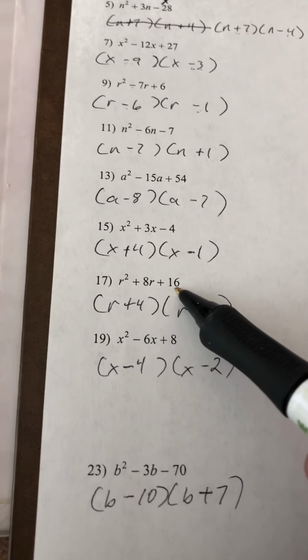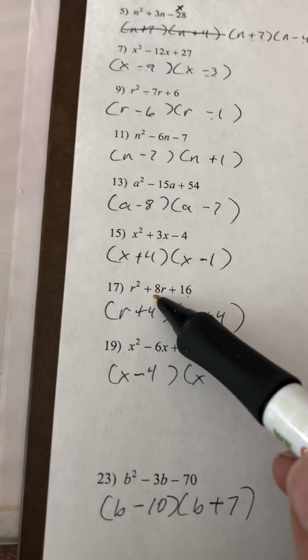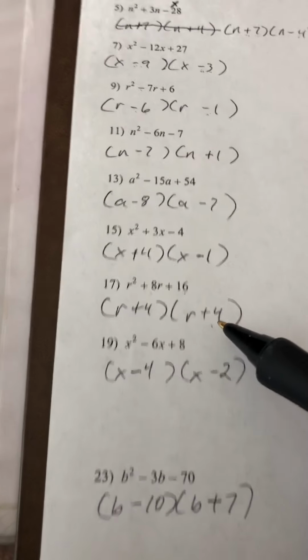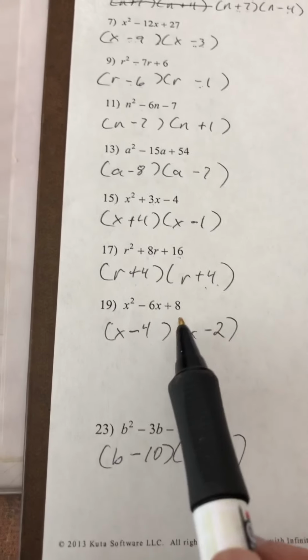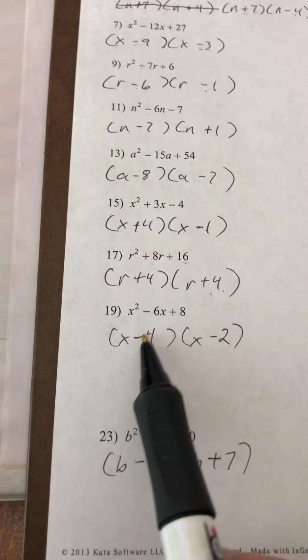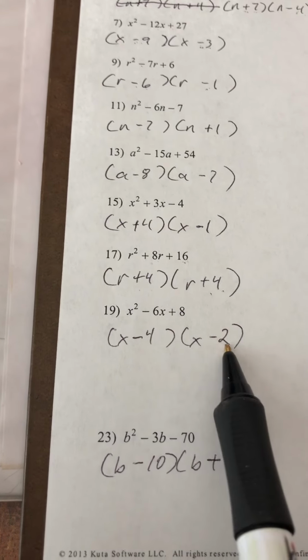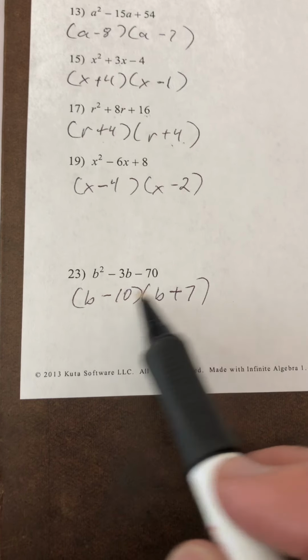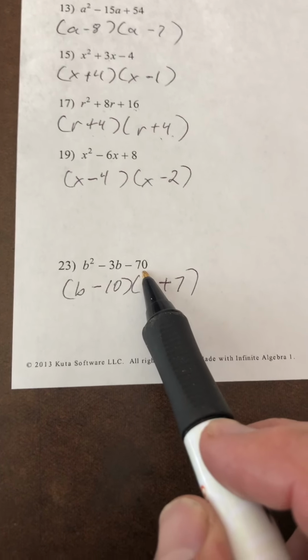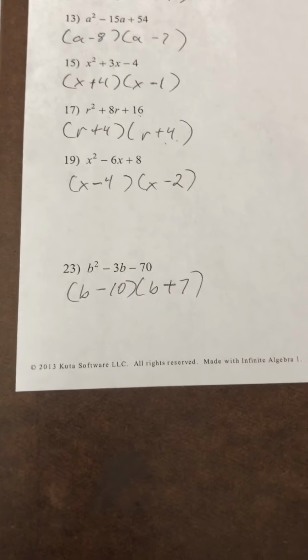For 16, I could have gone 8 and 2, but 8 plus 2 gives me 10. If this was 10, that would work, but this is 8, so I have to go with 4 and 4. 4 times 4 gives me 16, and 4 plus 4 gives me 8. A negative 4 times a negative 2 gives me a positive 8, and if I take negative 4 minus 2, that gives me negative 6. If I take a negative 10 times a positive 7, that gives me negative 70, and negative 10 plus 7 gives me a positive 3.